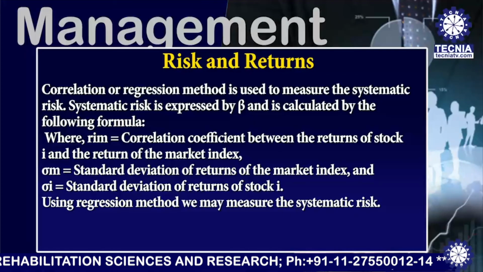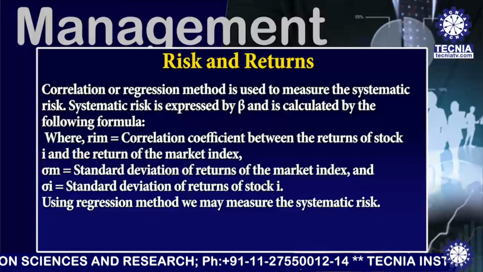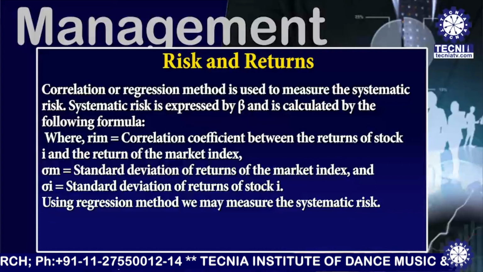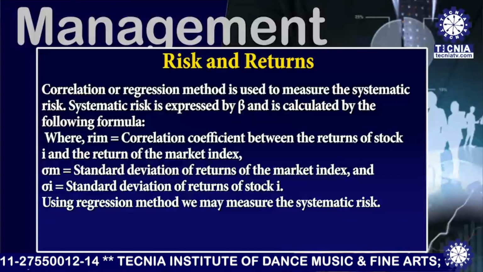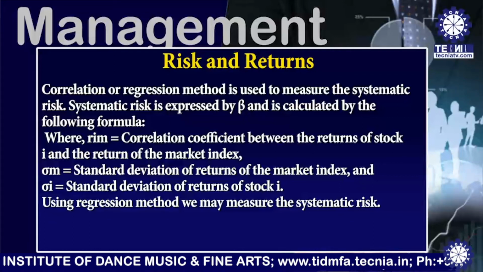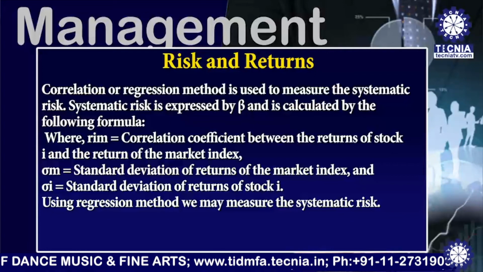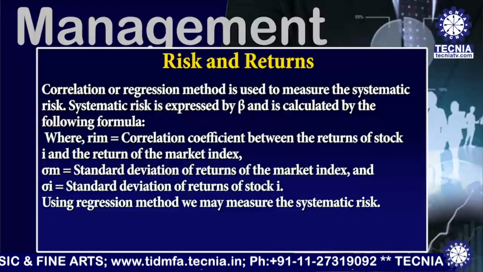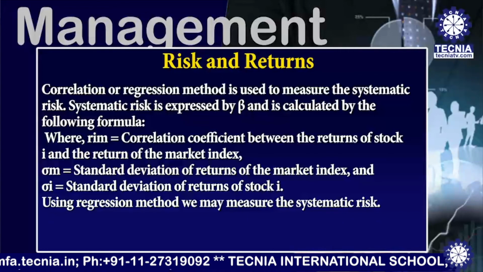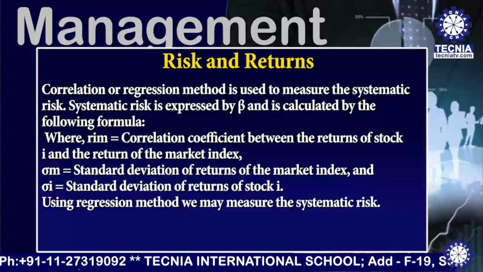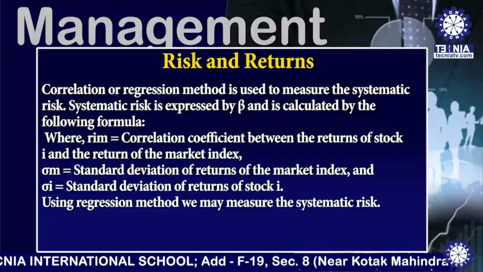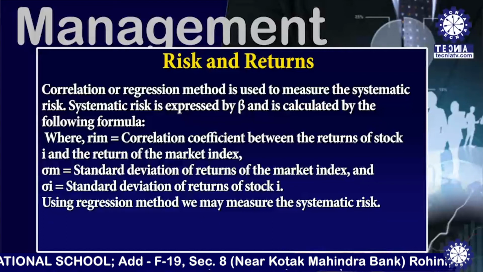Next one is correlation or regression method. This method is used to measure the systematic risk. Systematic risk is expressed by beta and is calculated by this formula. So here rho iM is the correlation coefficient between the returns of stock i and the return of the market index. Then sigma M is the standard deviation of returns of the market index. And sigma i is the standard deviation of returns of stock i. Using regression method, we may measure the systematic risk.